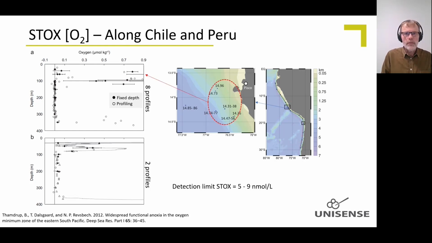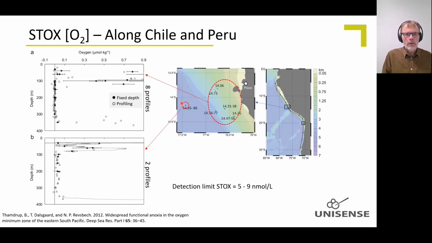So I'll show some data from an area close to shore here. This is the one shown here. You can see there's oxygen in the upper about 100 meters, and when we get below that, the data points cluster around the 0 here. So all these data points were not different from 0, so oxygen was not detectable by the 5 to 9 nanomolar oxygen detection limit. We had different STOX sensors, so they were a little bit different in detection limit, but generally there was less than 5 to 9 nanomolar oxygen here.